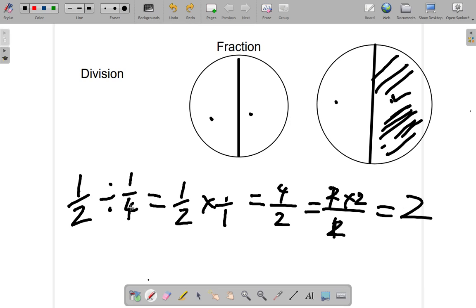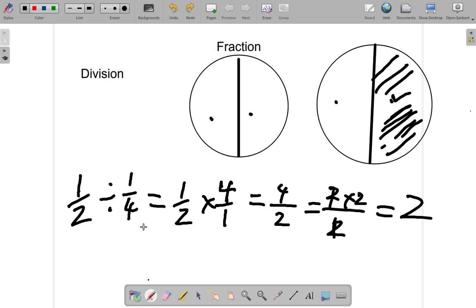So a half divided by a quarter is a half multiplied by 4 over 1. That works out to be 2 whole. Alright? So that's another case of division of fractions.